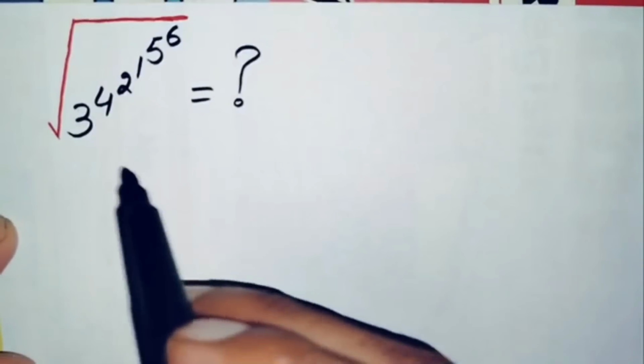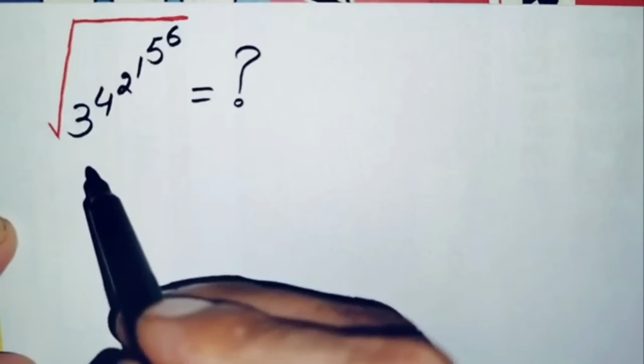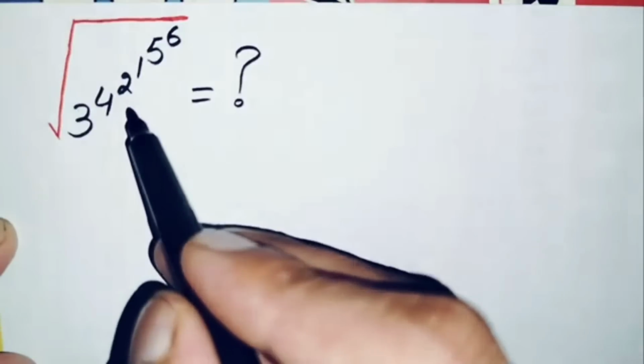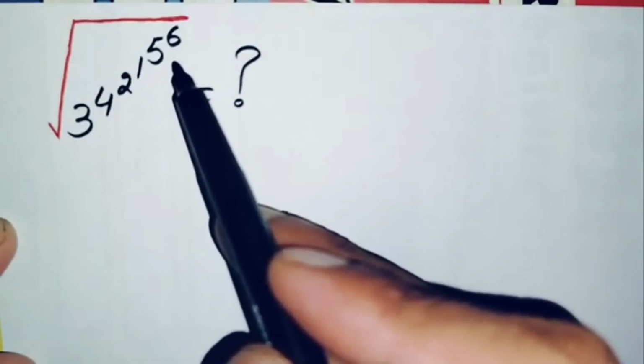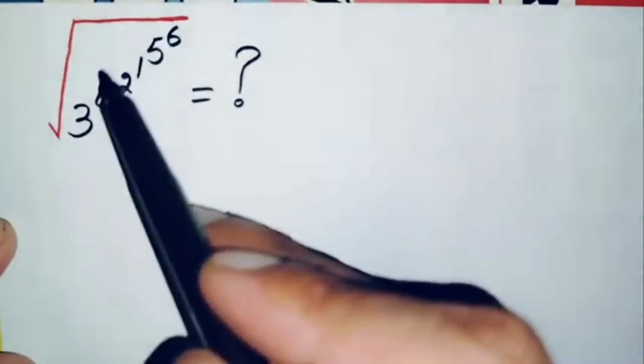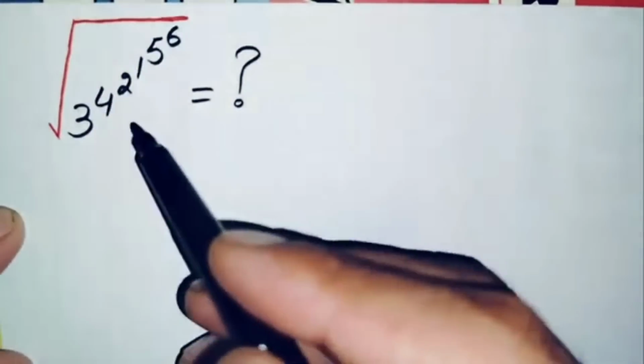In this video I'm going to solve this interesting square root math problem, that is square root of 3 raised to power 4 raised to power 2 raised to power 1 raised to power 5 raised to power 6. So here we will try to find the value of this square root math problem. How can we solve square root of such a number?